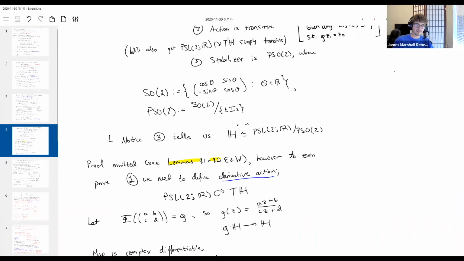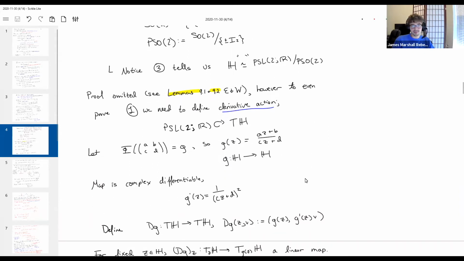This map is complex differentiable, so we can take a derivative. When we do that, we get this. And so we can define dg, this total derivative, in this way. So it's going from the tangent bundle to the tangent bundle.